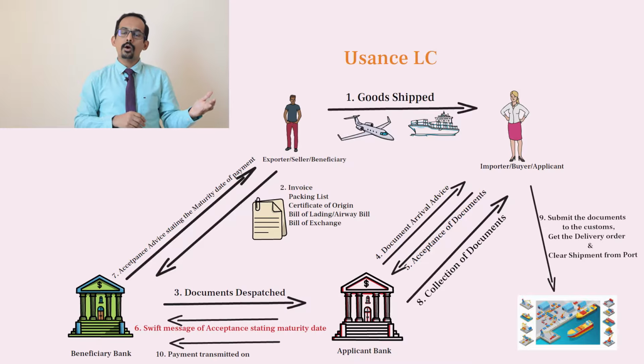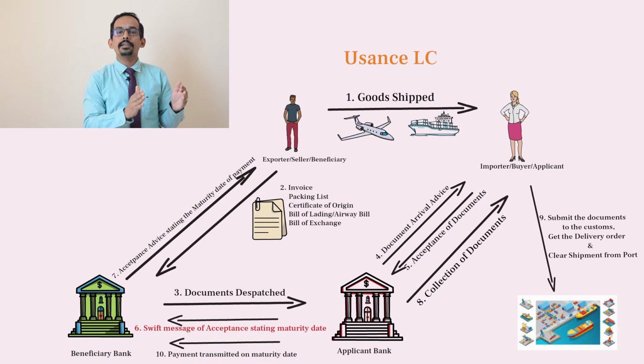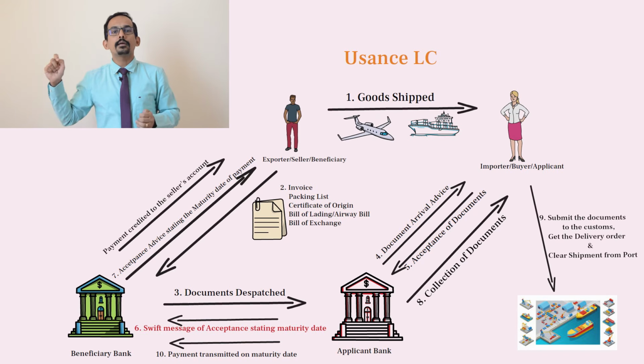And subsequently on the maturity date, the payment is transmitted from the applicant bank to the beneficiary bank, and the beneficiary bank in turn credits the beneficiary's bank account. This is how the whole usance LC functions.